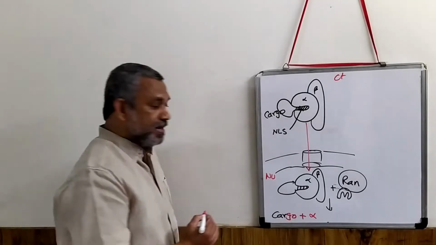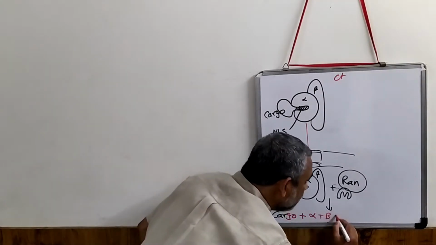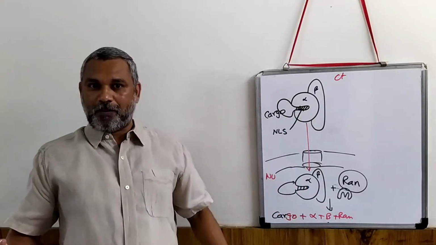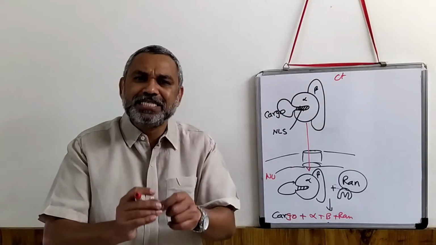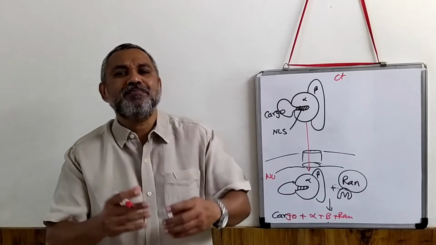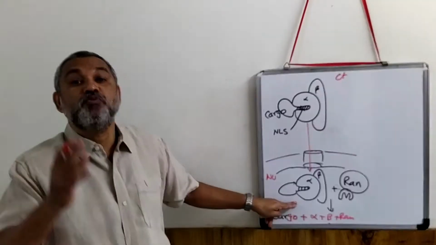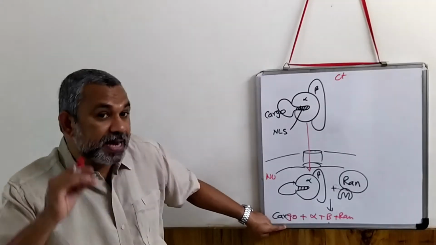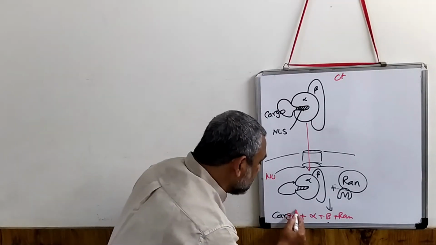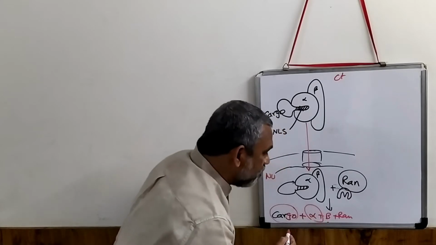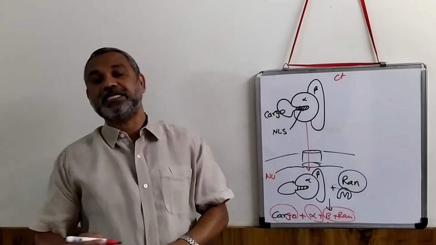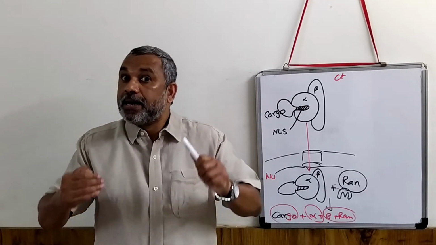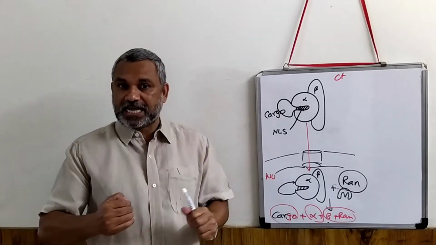and the beta forms a complex with Ran-GTP. Because Ran-GTP potentially should be able to repel and remove the cargo because of its charge. So you can understand how each of these units are getting separated. The cargo with the alpha unit is separated from the beta-Ran unit. This is how the cargo is brought inside.